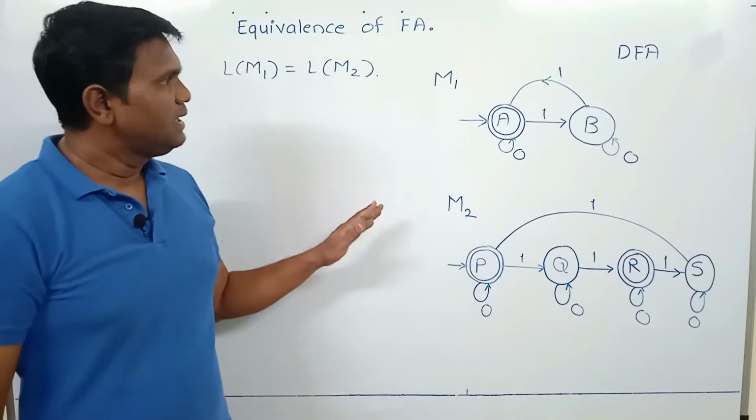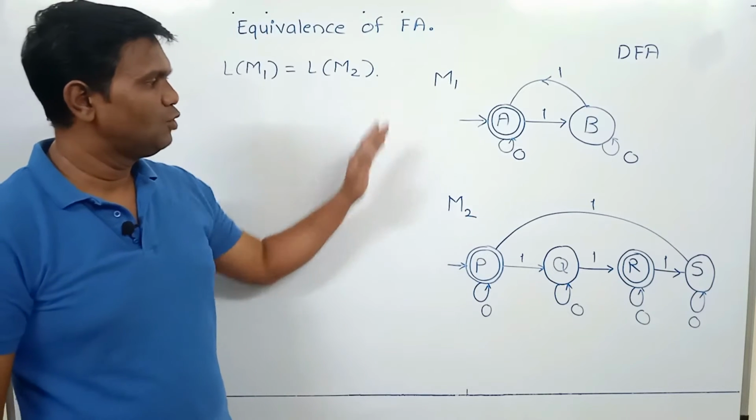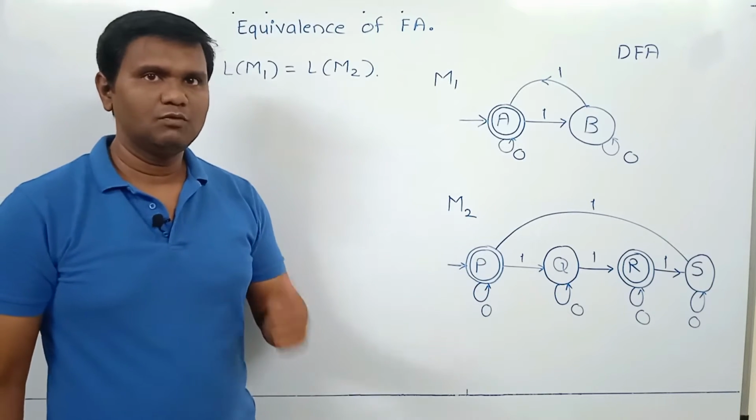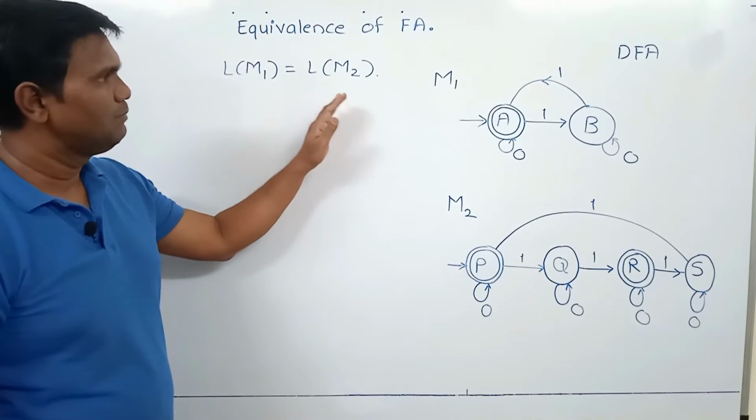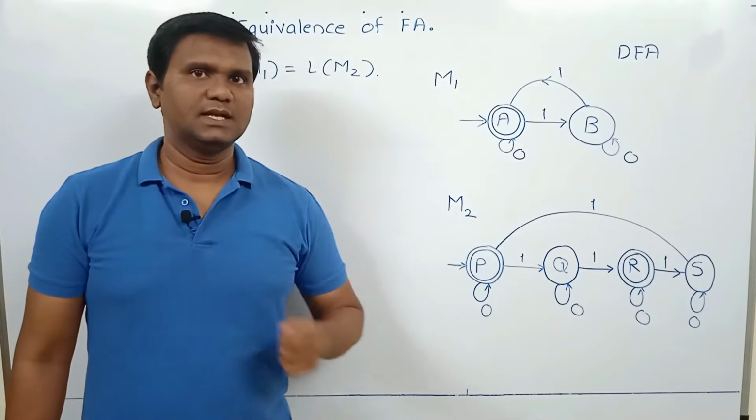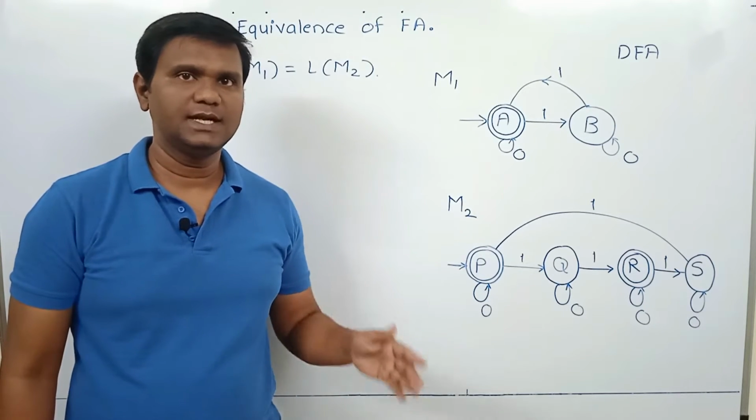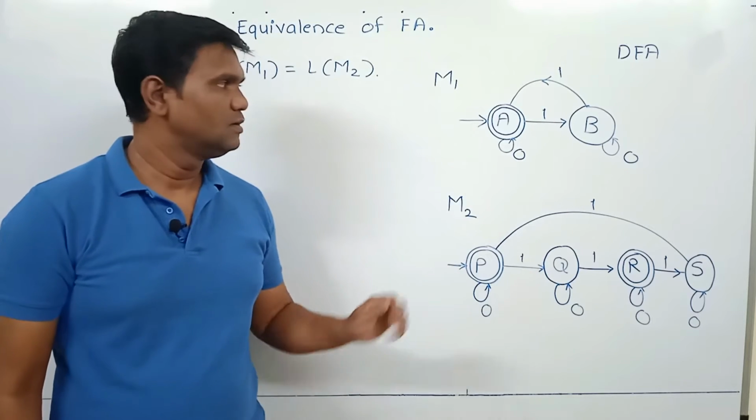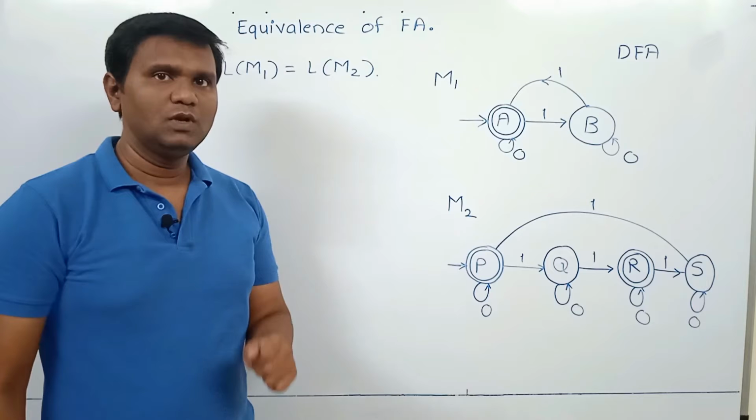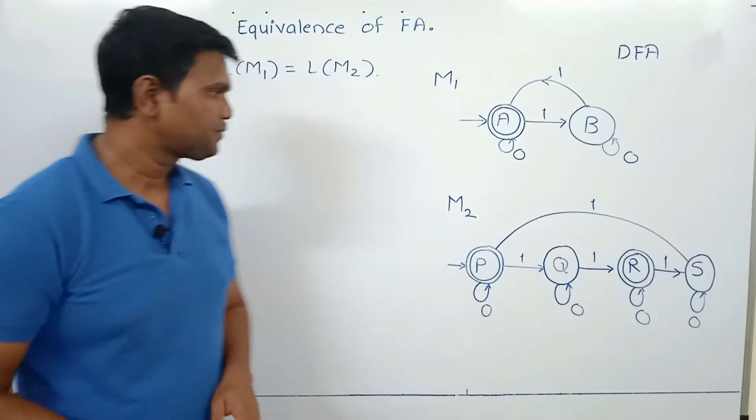Now, the logic behind this algorithm is simple. You are given two DFA M1 and M2. If they are equivalent, then language of M1 is same as language of M2. For any string, the processing of the string should end in a non-final state in both DFA, or it should end in a final state for both DFA. Then only we can say that the given two DFA are equivalent.